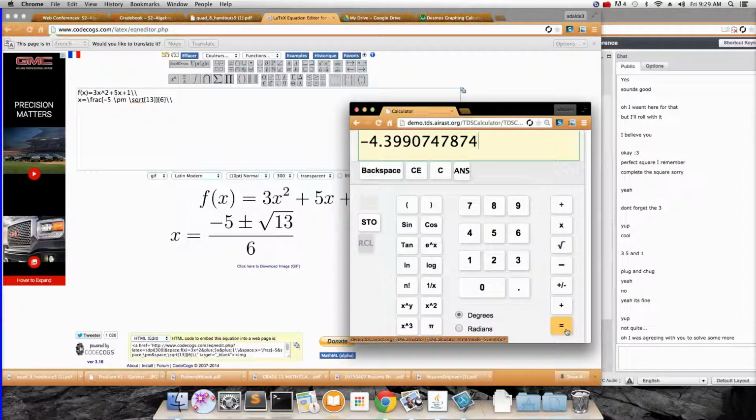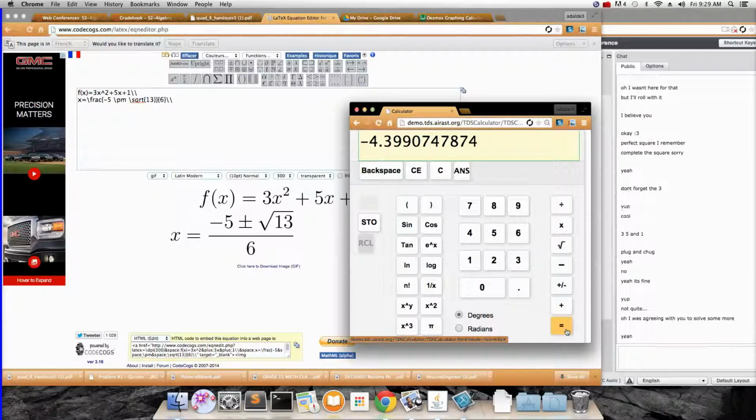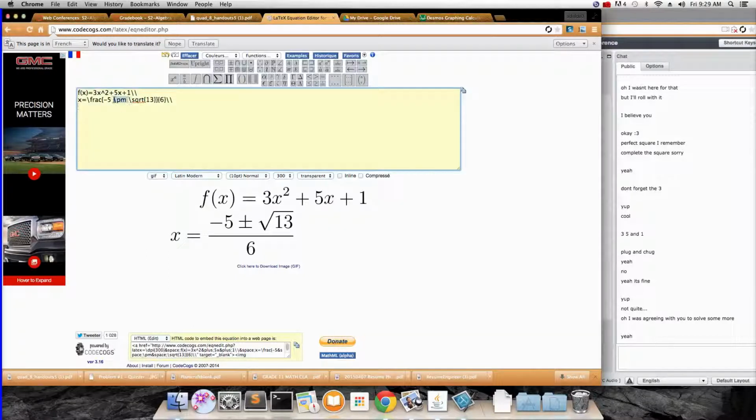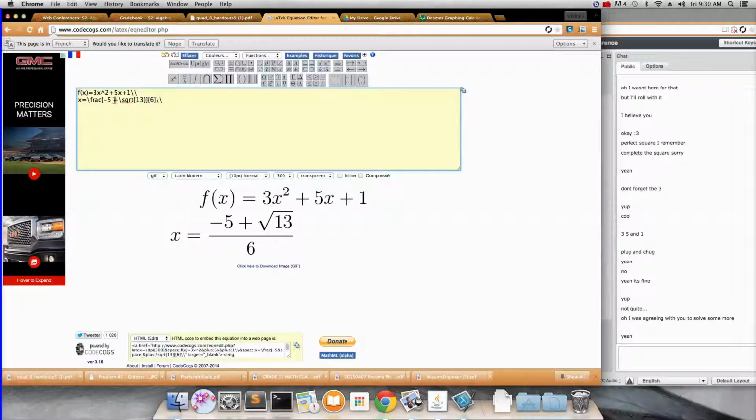Is that what you got? You guys can try it out for yourselves. Okay, you guys actually got it wrong. I showed it to you the wrong way. Because what you did was you told the calculator -5 plus the square root of 13 over 6. Essentially, you didn't plug this into your calculator. What you plugged into your calculator was this. That's not the same thing.